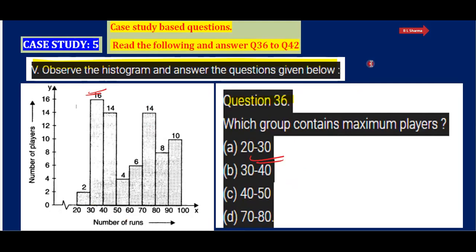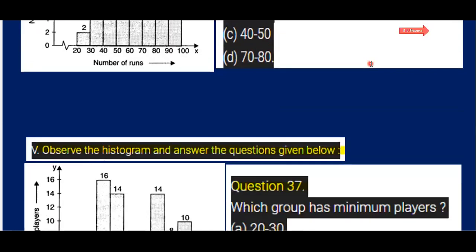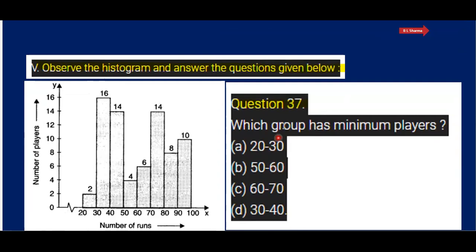Next, question number 37: which group has the minimum players? Minimum players means 2 players, and this group is 20 to less than 30. This is the minimum, so A is the correct option.